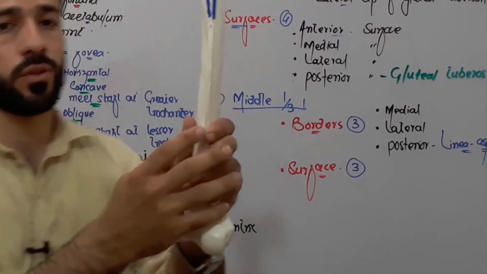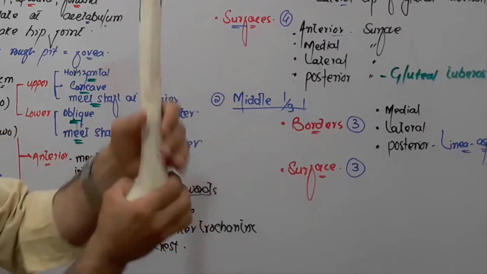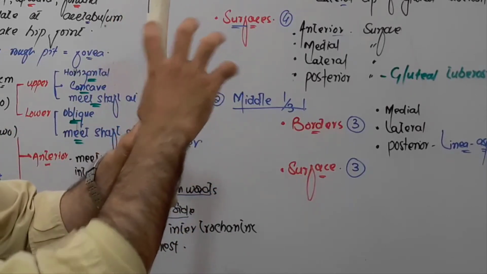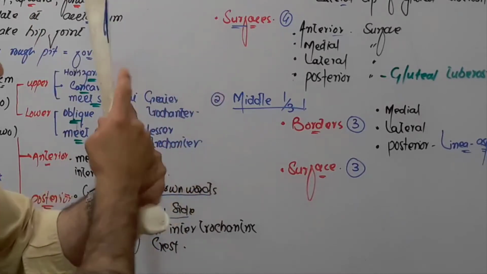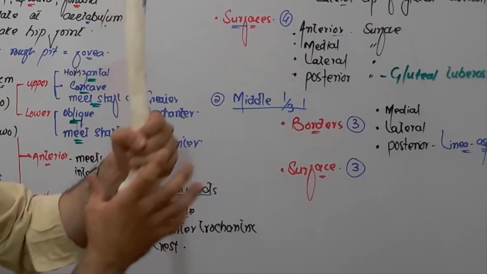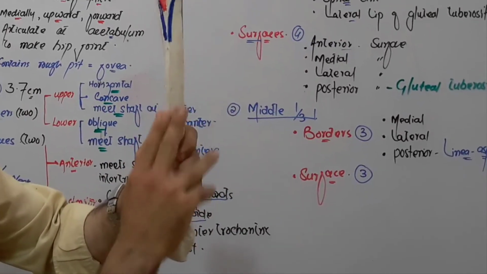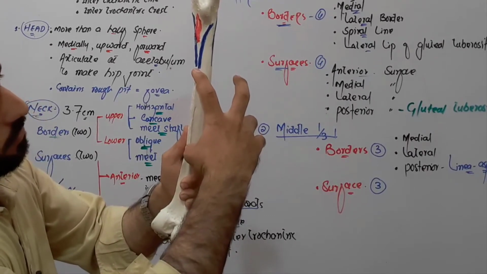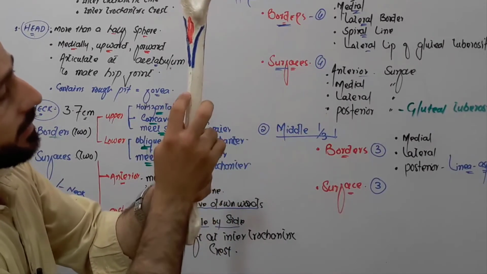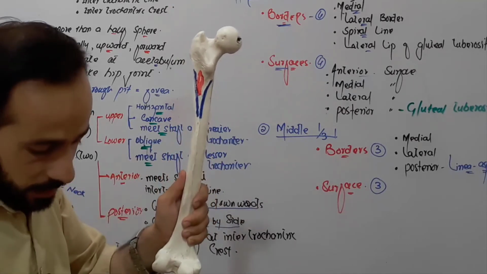Look carefully, I will show you in the video on the camera. Look, this is the left femur bone. So this middle one third has a medial border, as this is the medial side. It has a lateral border, and it has a posterior border which is a little bit rough in nature. And this is called the linea aspera, rough line.